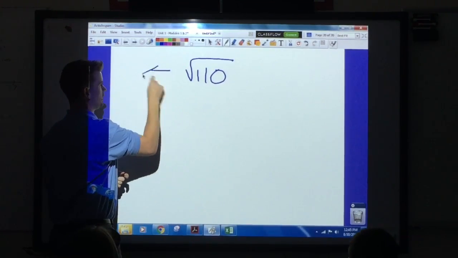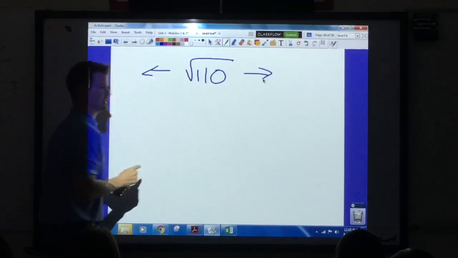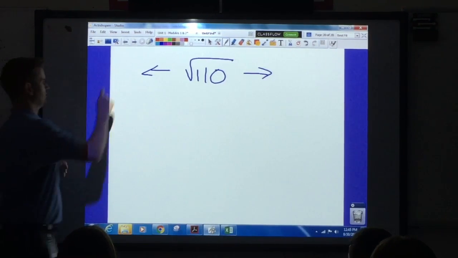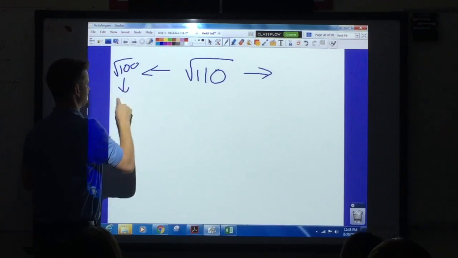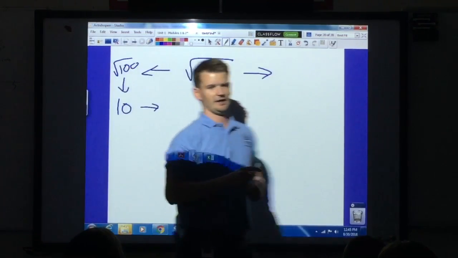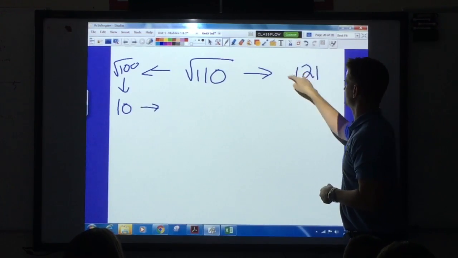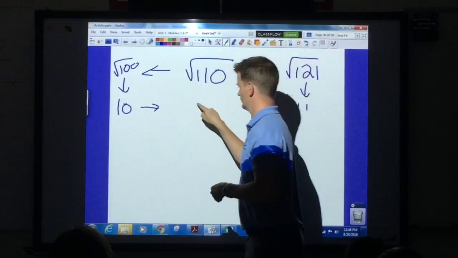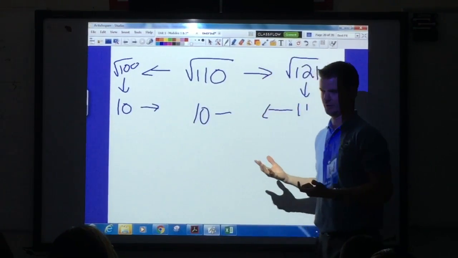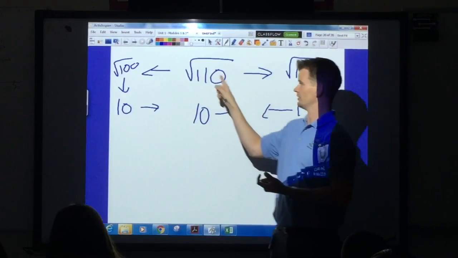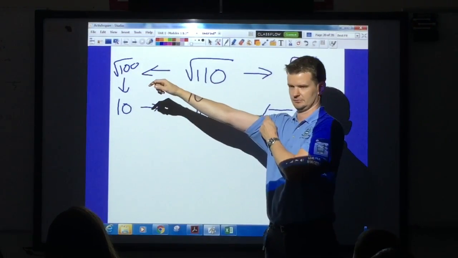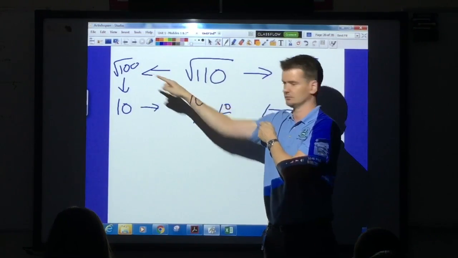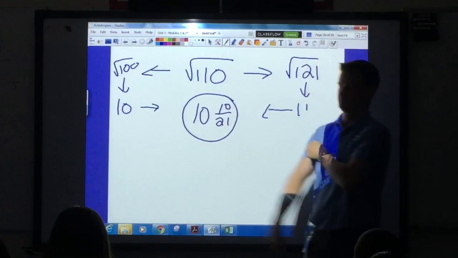So we need to find the perfect square beneath it and the perfect square above it. Can anybody tell me what the perfect square beneath this is? It's 10. What's 10 times 10? 100. So the square root of 100 is below it. So we know that this number is going to fall in between 10 and 11. You start to see how this works? Now, we know it's going to be 10 and a fraction. So we need our fractions. We get our numerator. What's 110 minus 100? 10. What is 121 minus 100? 21. And there's your answer. That's your estimate.